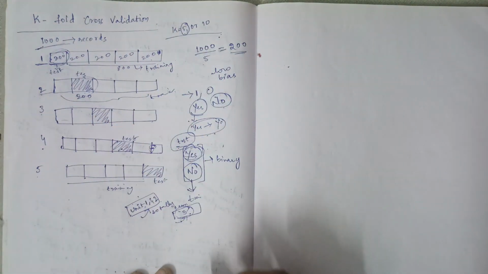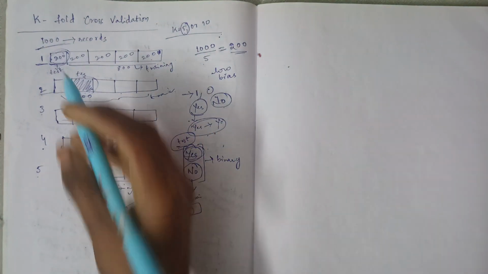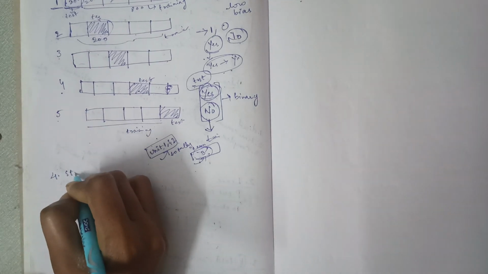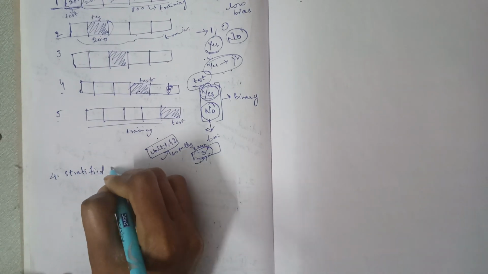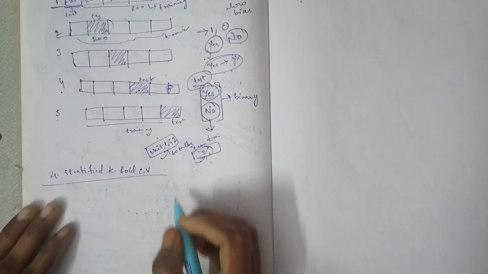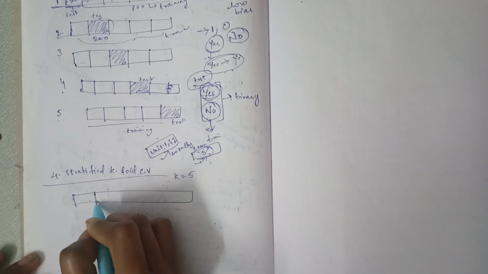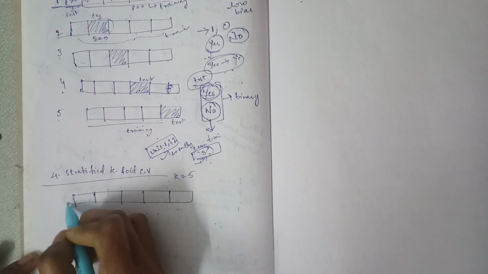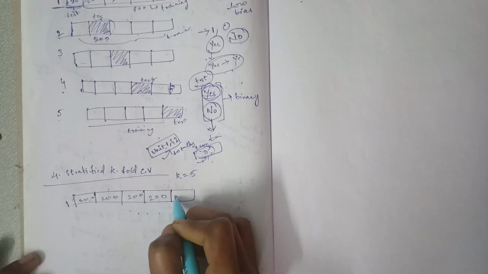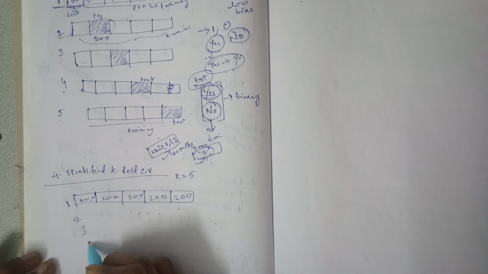Now, to resolve this disadvantage, we have another type. This is the fourth type, that is stratified K-fold cross-validation. In this, what happens is, let us consider K equals 5 as before, which means 1, 2, 3, 4, 5, with 200, 200, 200, 200 and 200. In the same way, you have the 5 folds.